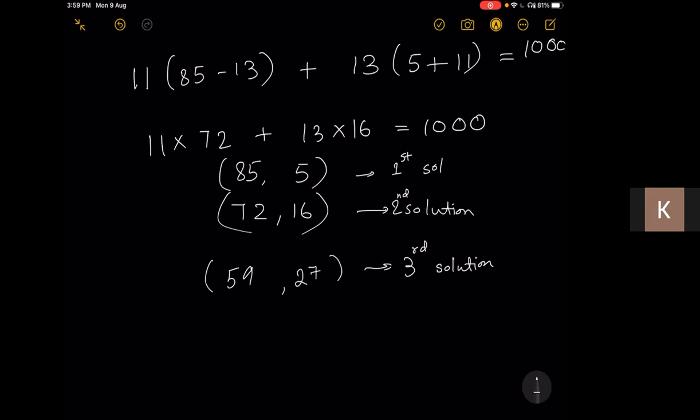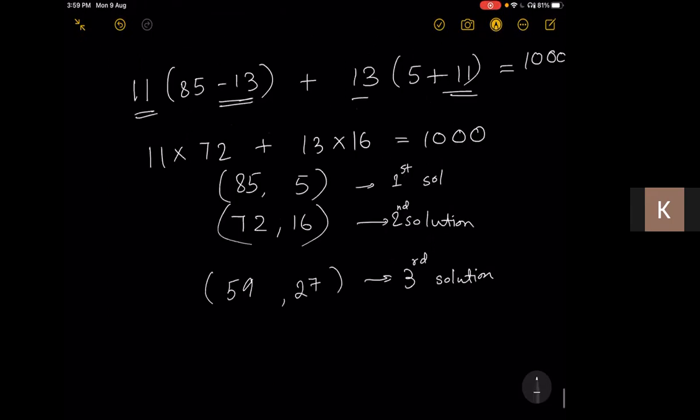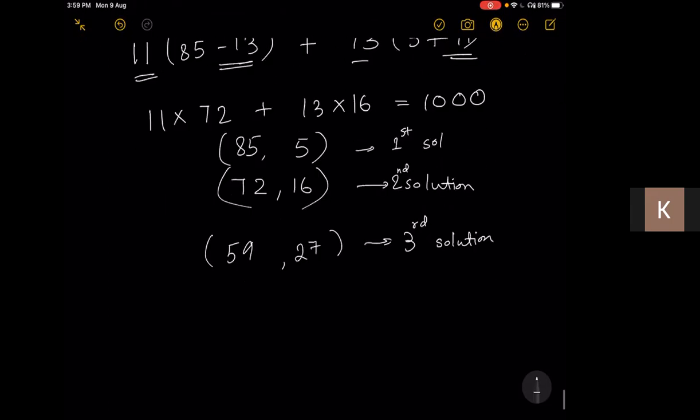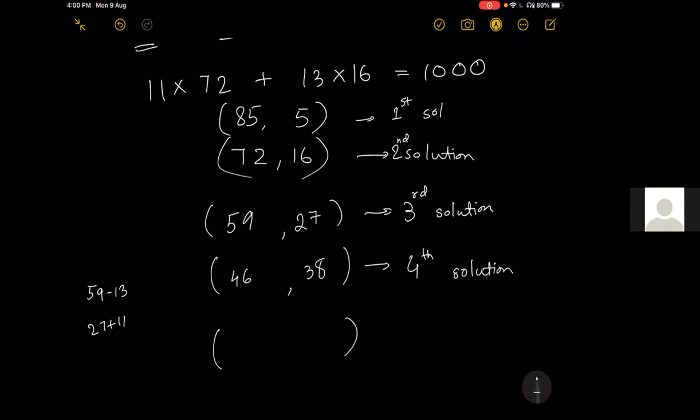Okay, so what happens when I add and subtract the LCM? From the 11 term, 13 is subtracted, and from the 13 term, 11 is added. And you can verify this will happen always, not only for this case. So how many solutions are like this? What is the next solution? Sir, 46 and 38. 59 minus 13 is 46, and 27 plus 11 is 38. Are there seven solutions?